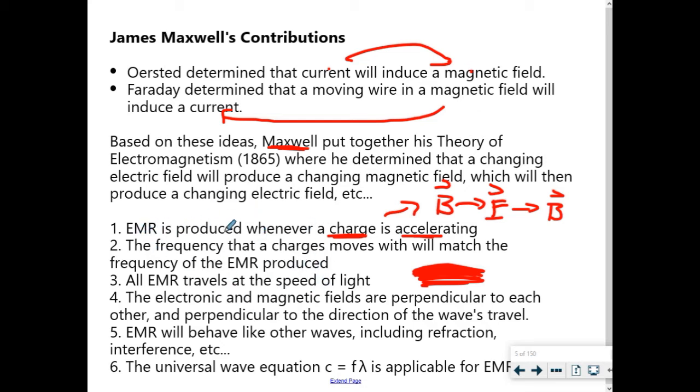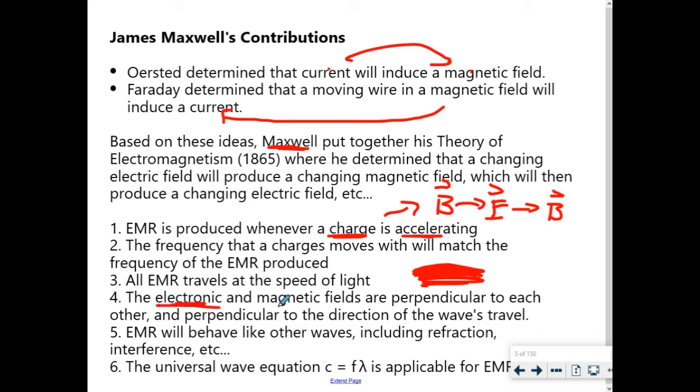So he thought, one, EMR gets produced whenever a charge is accelerated. Two, the frequency with which that charge moves is going to match the frequency of EMR produced. Three, EMR goes the speed of light. Four, why is this even happening in the first place?